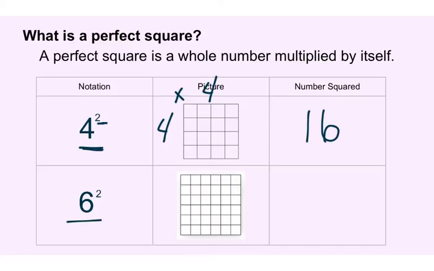We can do that with any whole number. So let's look at 6. 6 squared means the picture looks like 6 by 6. Okay, so it's measured as a square with the same dimensions on both sides, and that's 36. Pretty simple. I know you've done perfect squares before. I just wanted to do a quick review.